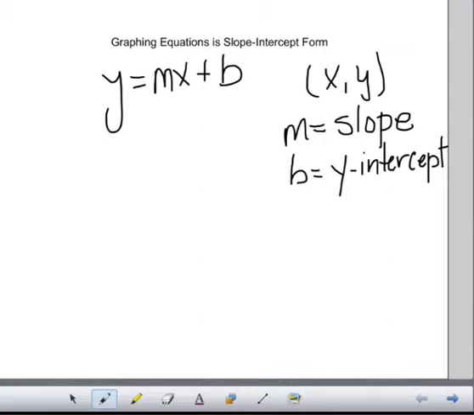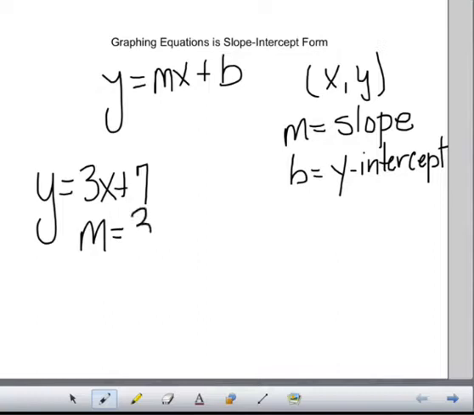Now, for example, if I had y equals 3x plus 7, and I ask you to tell me what is the slope. Well, my slope, in this case, we're just going to use m, okay? My slope is 3. My y-intercept is 7. So it's going to cross my y-axis at 7 and have a slope of 3.